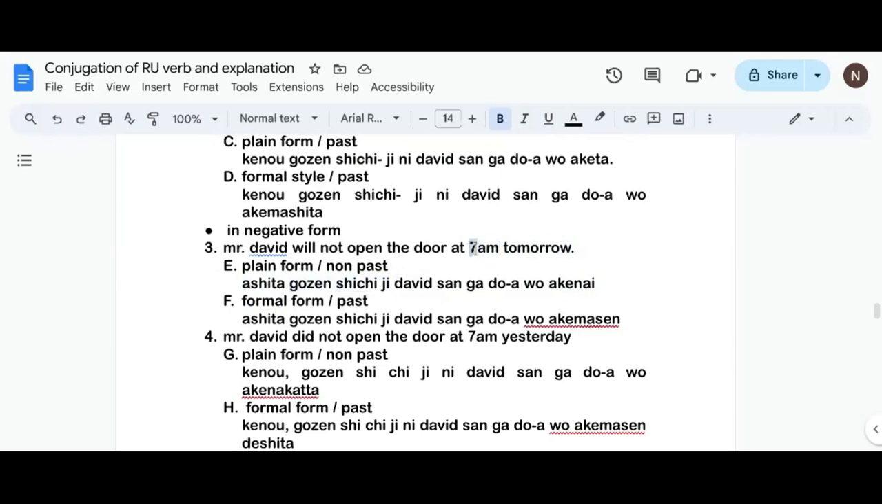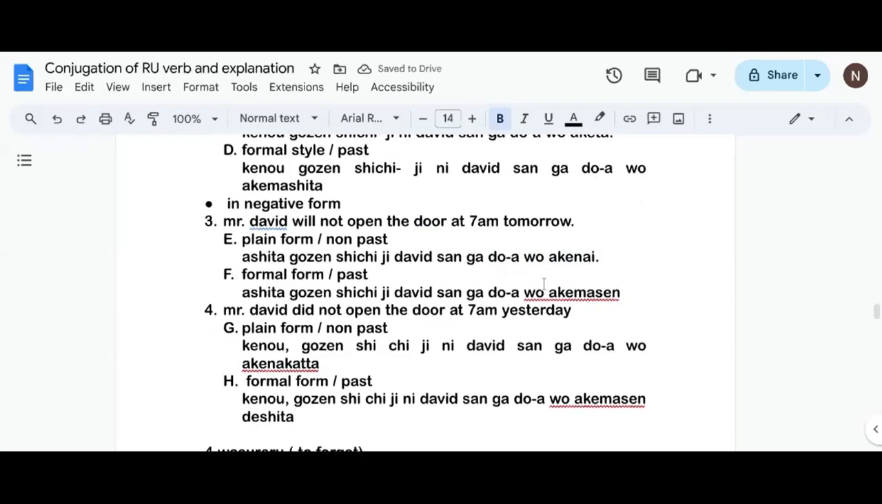sichiji, 7 o'clock, David Sang, which is your subject, ga, door, doa, o is your object. Object refers to the door, okay? Your object marker. Akenai. Now, if we were going to put this in plain form, non-past. This is not plain form. This is... okay. Akenai. Okay, now we will go to the formal form, past tense.